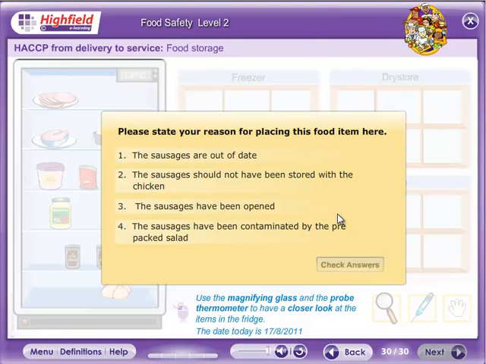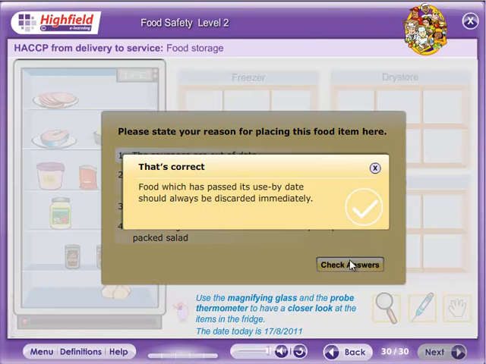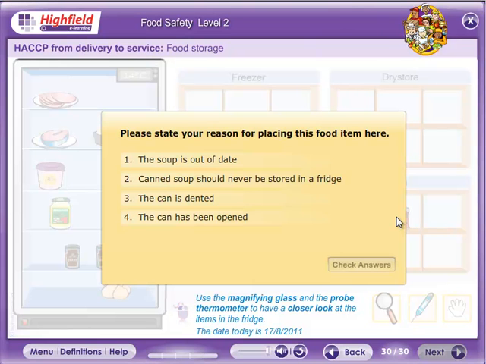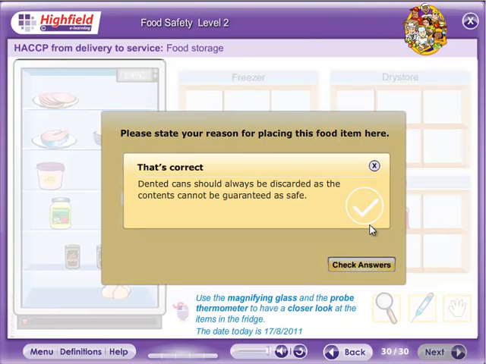Please state your reasons for placing this food item here. That's correct. Food which has passed its use-by date should always be discarded immediately. Please state your reasons for placing this food item here. That's correct. Dented can should always be discarded, as the contents cannot be guaranteed as safe.